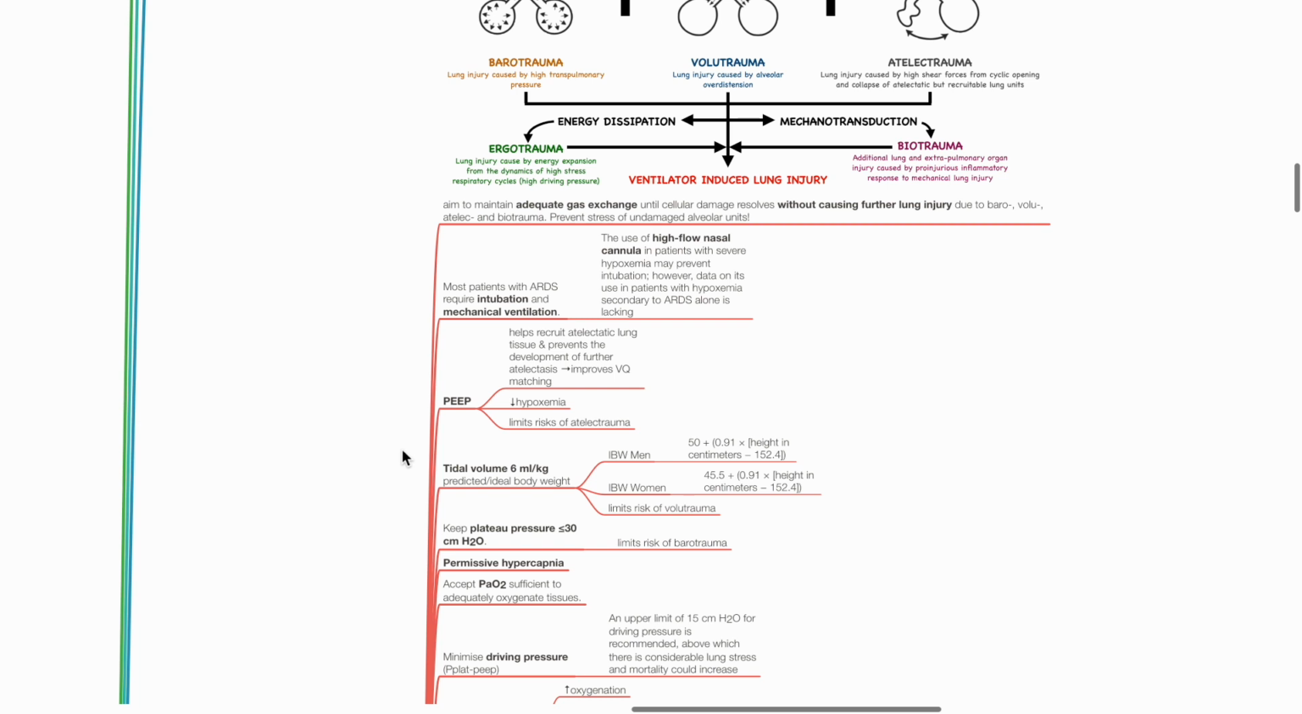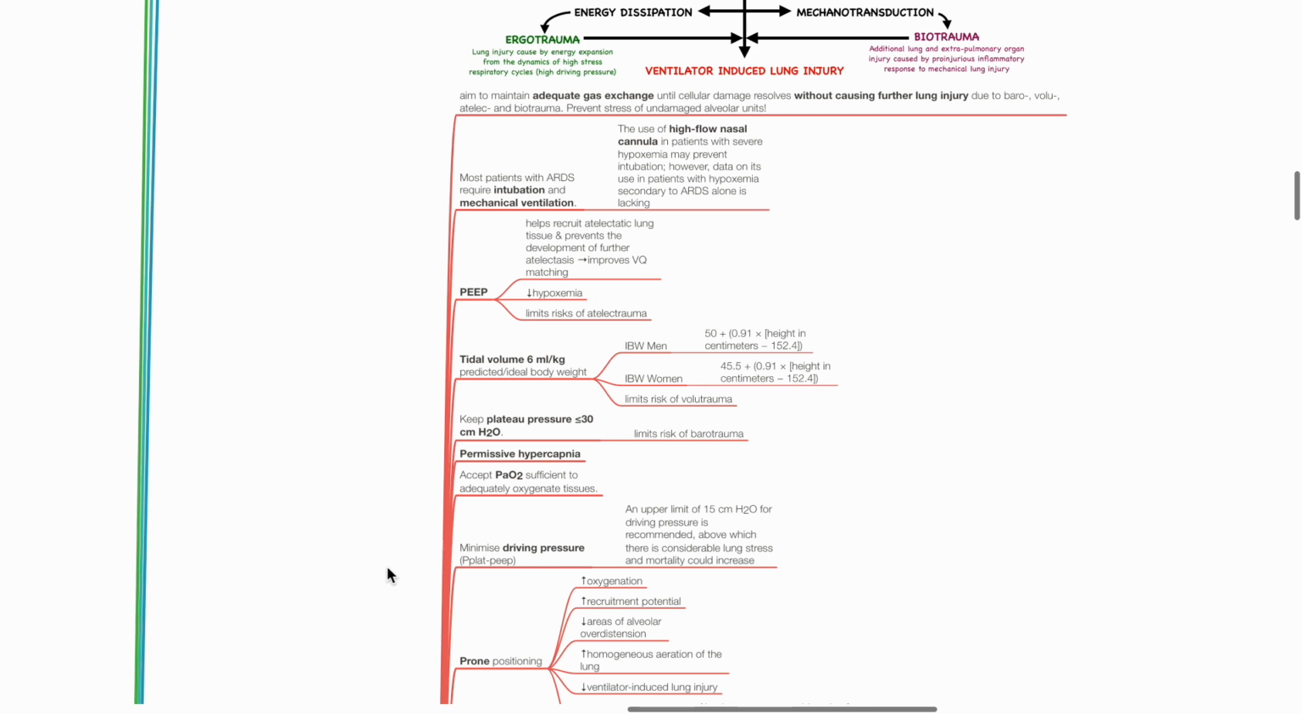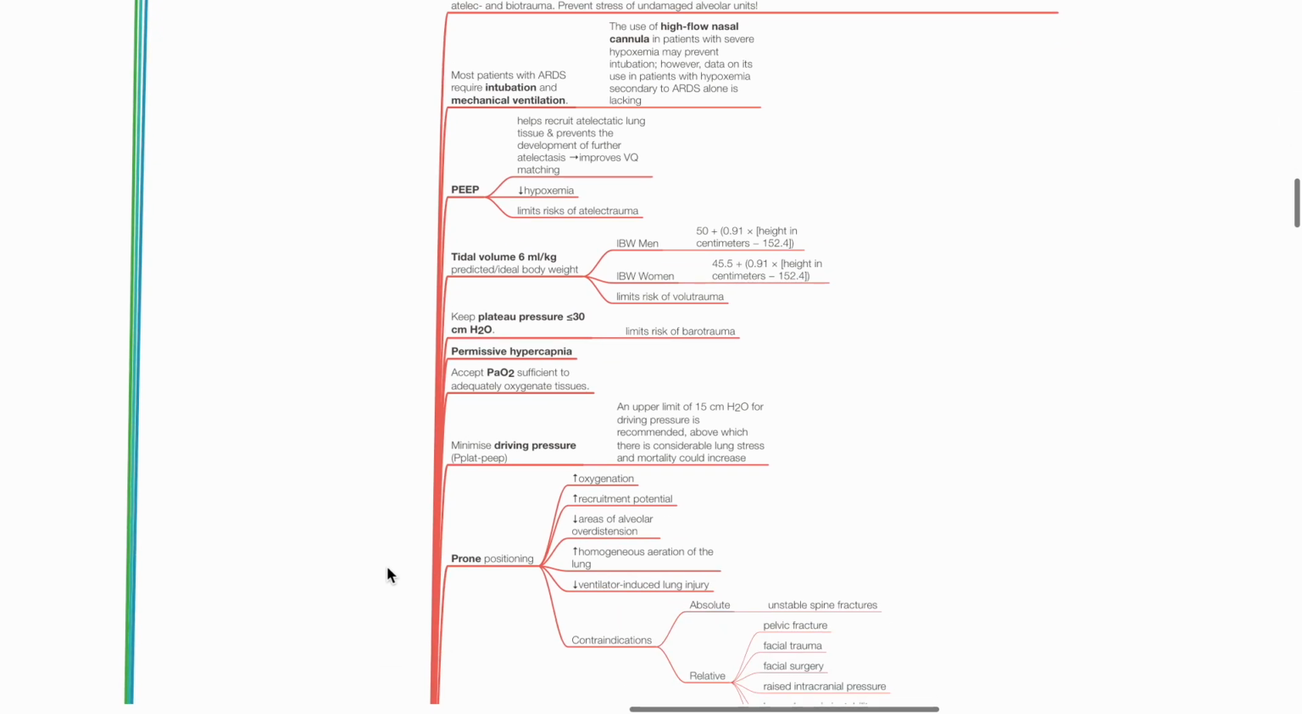Tidal volume should be 6 mL per kg predicted body weight or less to limit volutrauma. Keep plateau pressure 30 cmH2O or less to limit barotrauma. Permissive hypercapnia. Accept PaO2 sufficient to adequately oxygenate tissues. Minimize driving pressure. An upper limit of 15 cmH2O is recommended.